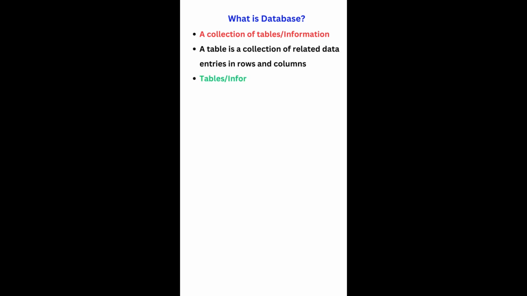What is database? Database is a collection of tables or information. A table is a collection of related data entries in rows and columns. In database, the tables or the information are organized in a structured way so that they can easily be accessed, managed and updated.